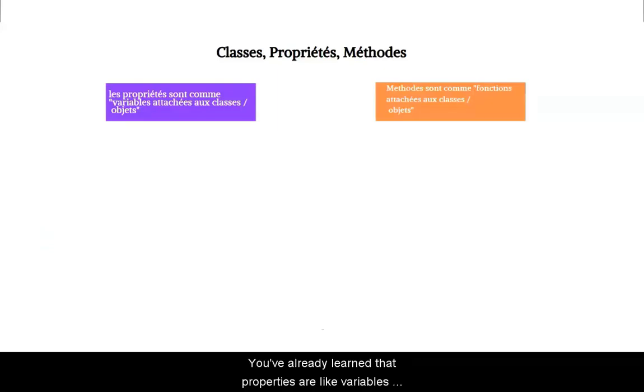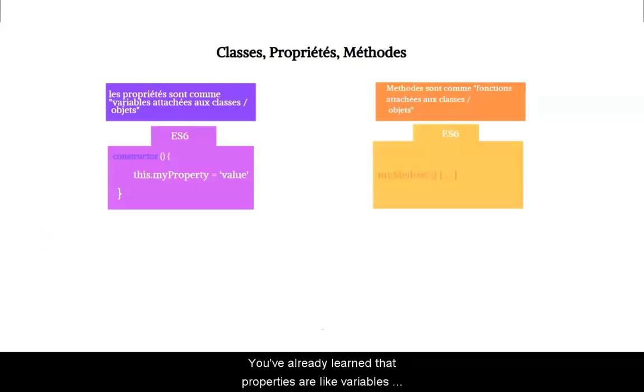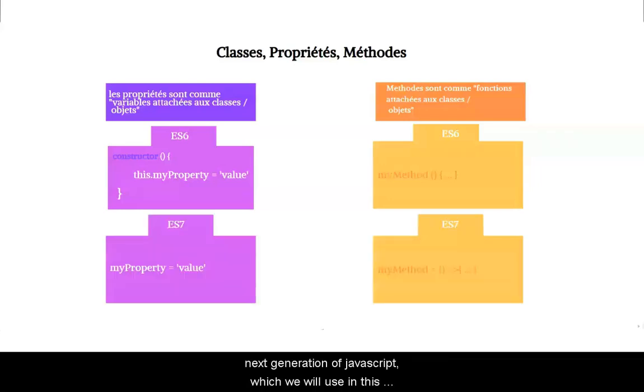You have already learned that properties are like variables that you associate with classes and objects, and methods are like functions attached to classes and objects. And you will learn more about this syntax where we define properties in the constructor functions. Now, there is a more modern syntax that avoids us to use this constructor function with the next generation of JavaScript, which we will use in this course. You can assign a property directly in your class with myProperty equal to value. So you skip the constructor function.